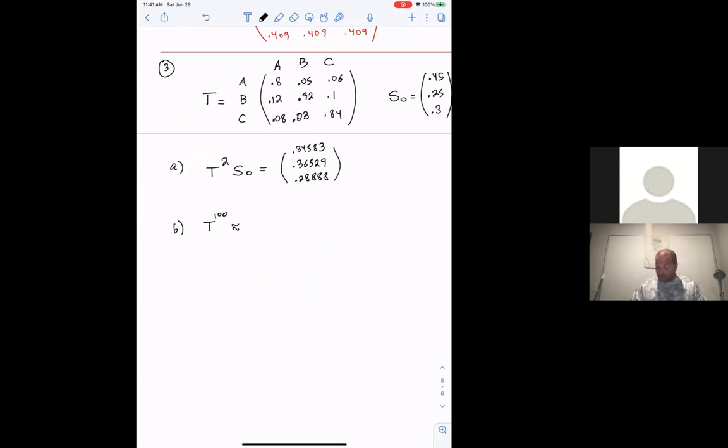So A to the 100th power, and we get approximately 0.209, 0.579, 0.213, 3 times, which means that the steady state probability vector, maybe we'll call it U like the last example, is approximately 0.209, 0.579, and 0.213.